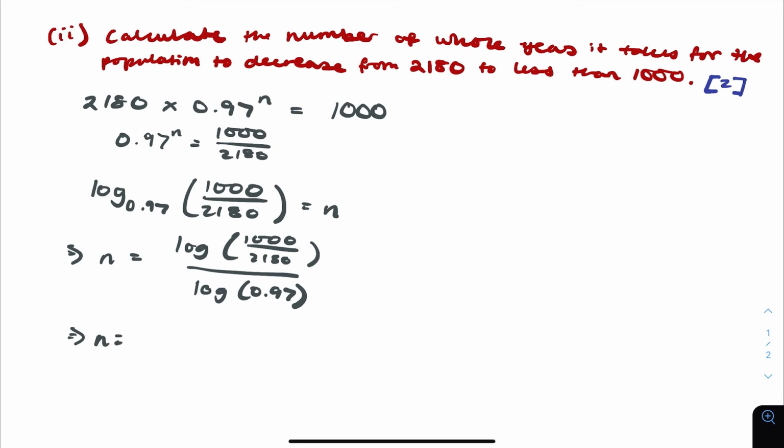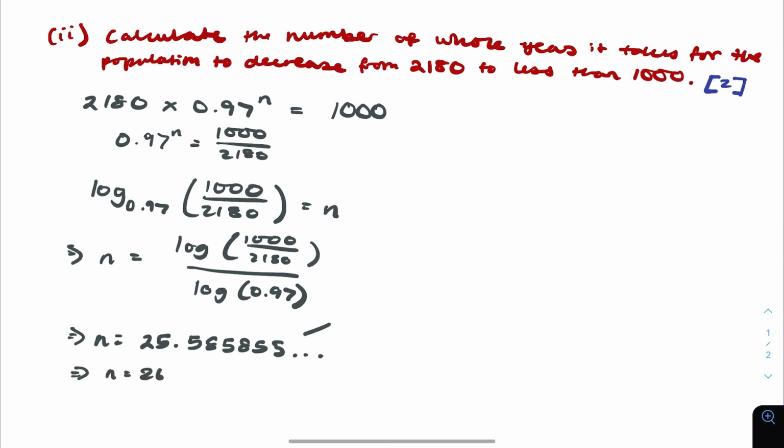And now if we put this into our calculator, so log of 1,000 divided by 2180, divided by log of 0.97, we get n is equal to 25.5858555... And since we want the whole number of years, and it wants us to be less than 1,000, we're going to have to round up. So n is equal to 26.